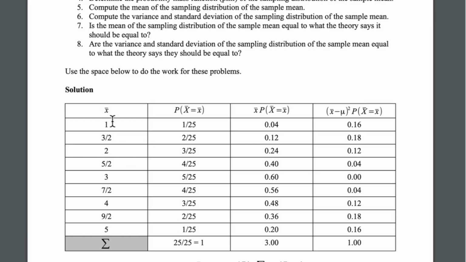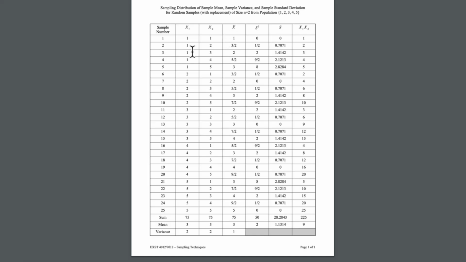Okay, so in this first column, I have included all possible values that x bar can take on for samples of size 2 taken with replacement from this population. All right. Now, because of the way we're sampling randomly. Well, let me back up a second. Because we're sampling with replacement, like we said, there are 25 possible samples. And because we're sampling randomly, all 25 samples are equally likely. All right, and so they all have a probability of 1 over 25 of occurring.